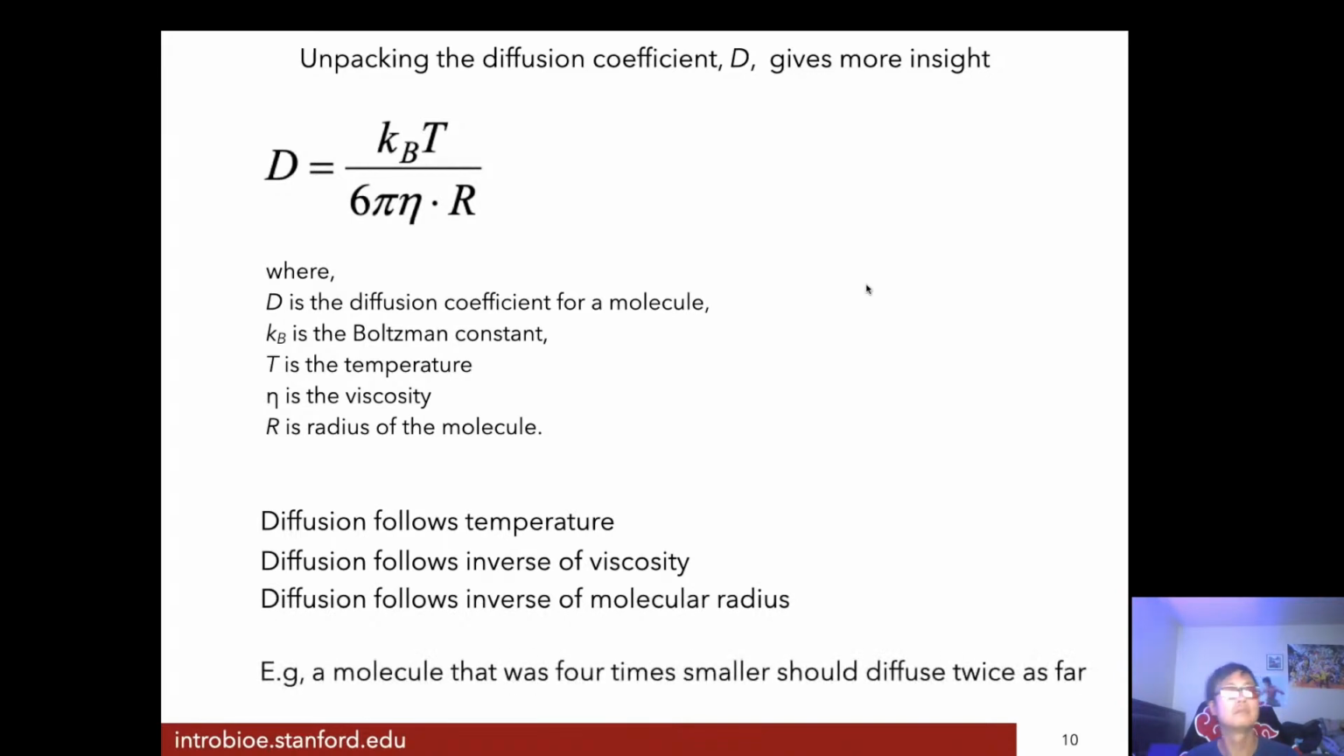A molecule that was 4 times smaller should diffuse about twice as far. Because remember, when we go to the preceding slide, to get the mean square displacement, the distance traveled on average, you have to go through a square root. Right. So hopefully this gives you some framework to chew on and think about what's going to impact how fast molecules are moving.